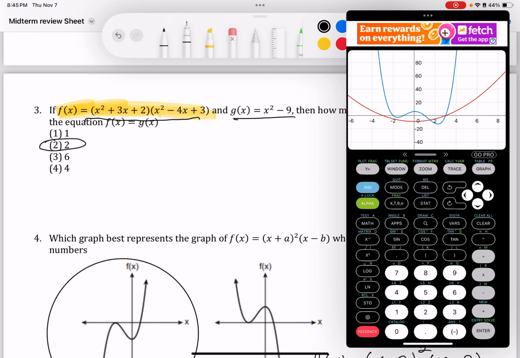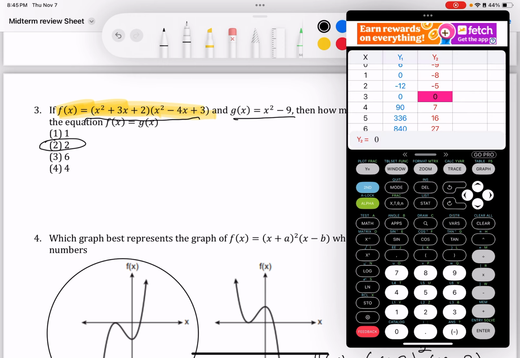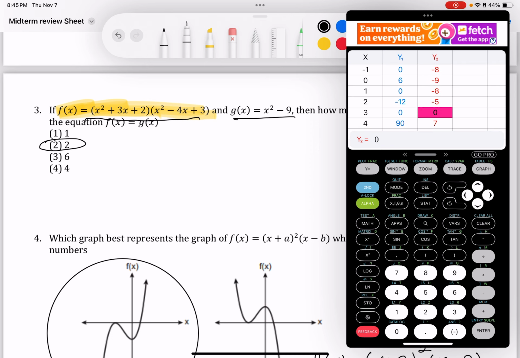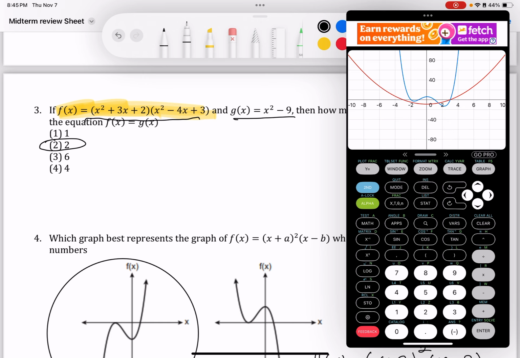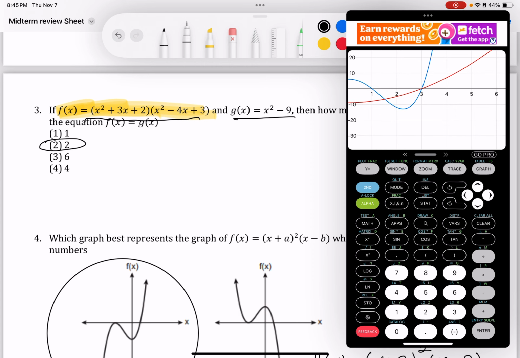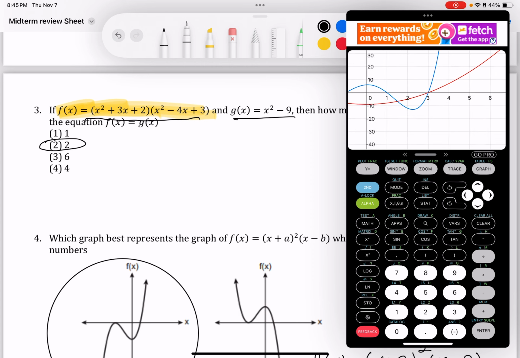Let's hit second, go to graph to look at the table, and let's find out what values they have in common with each other, if they do. If we can find it, maybe we can, maybe we can't. So they both have, at x equals 3, they're both 0. So that's one value. But based on this graph, I don't think you can find the other value because this gets really large. So let's just stick to the graph. There's only 2 values where they're equal to each other. And there you go.